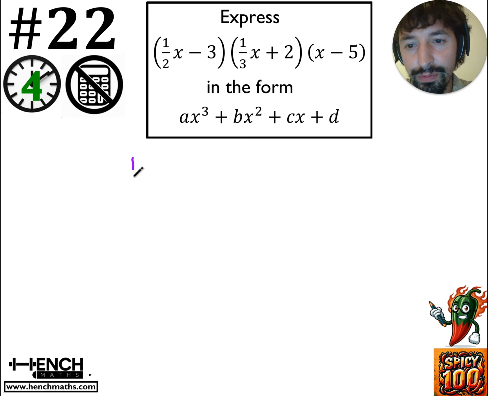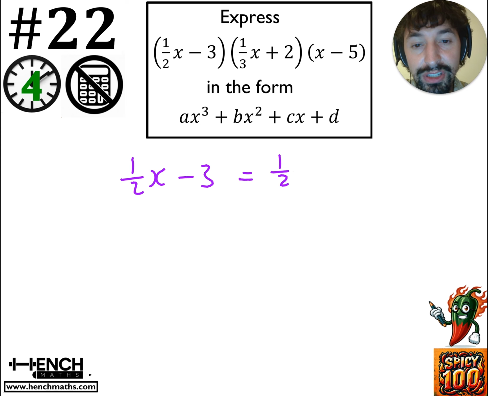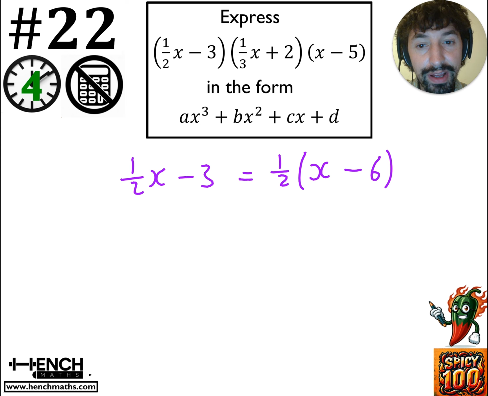So if you imagine we've got this half x subtract 3 in this bracket. Well, what you could do is if you took out a half, effectively what that means is you need to multiply everything by 2. So if you took out a half, that means you'd have an x subtract 6. So if you multiply it out, you get half x minus 3, so that works.